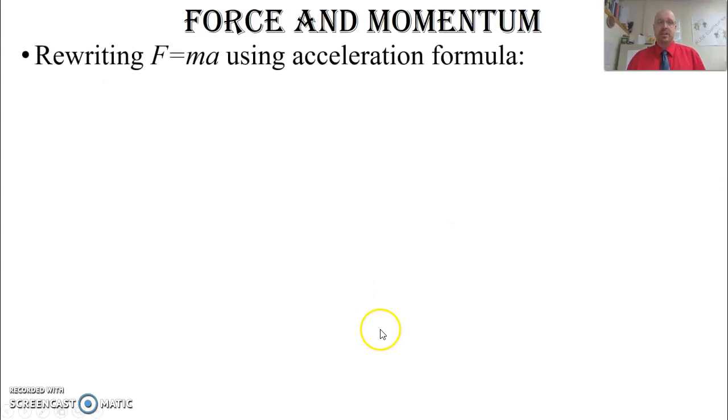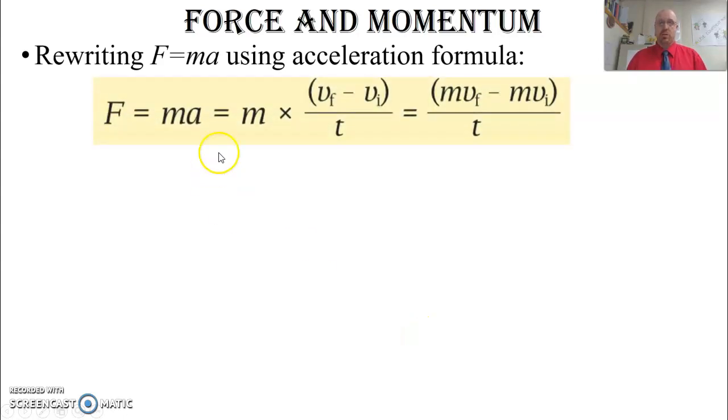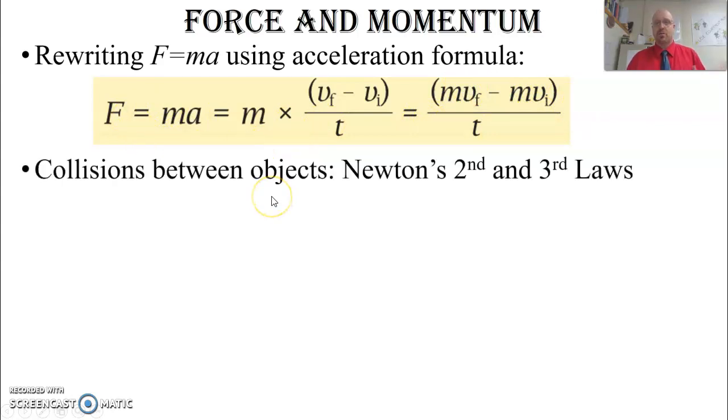Let's talk about force and momentum. So we can rewrite the F equals ma using our acceleration formula. We can look at acceleration as our change in velocity, final velocity minus initial velocity, divided by time. And if we put our mass up there as well, we have mass times final velocity minus mass times initial velocity, divided by time, still equals our force. And so remember, momentum is mass that's moving. It's moving mass, and that's what we have here. So we can actually use this to tell how much momentum and force objects have.